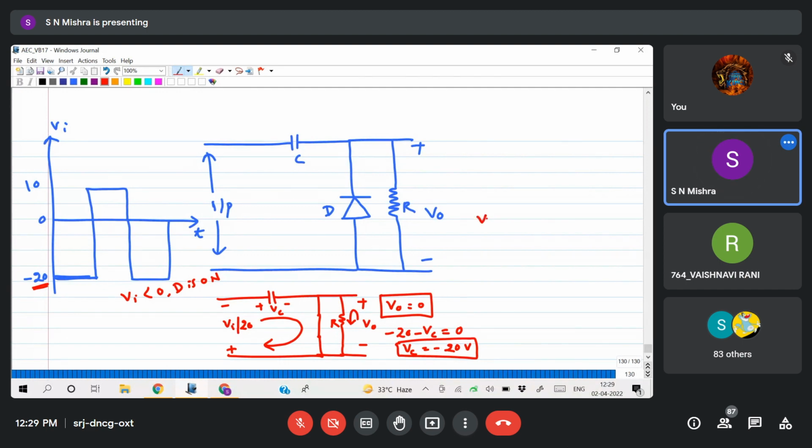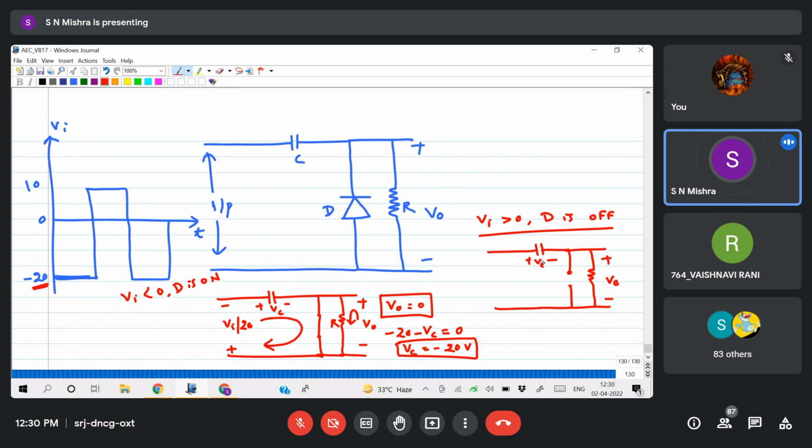Now for Vi greater than 0, diode is off. Capacitor voltage remains the same. Diode will be off. Plus minus VC, minus plus 10. Apply KVL here: minus to plus, plus 10 minus VC minus V0 equals 0. V0 equals 10 minus VC. So 10 minus of minus 20, that is 30.